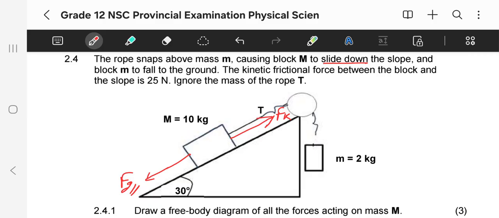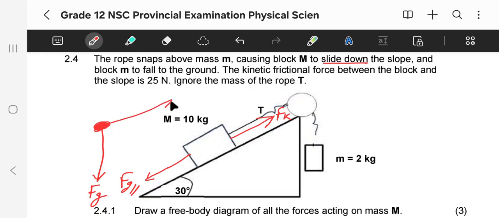Now they say, 2.4.1, draw a free body diagram of all the forces acting on mass M. 3 marks. How many forces are there? These are the number of forces. Firstly, we are going to have the force of gravity. Remember, we never show the component of gravity. No, we show the actual gravity, and it always acts in the downward direction. This one we don't show. This one we only show for the purpose of calculations. Please make sure that you understand that. This one only works for calculation, but on the free body diagram we don't show it.